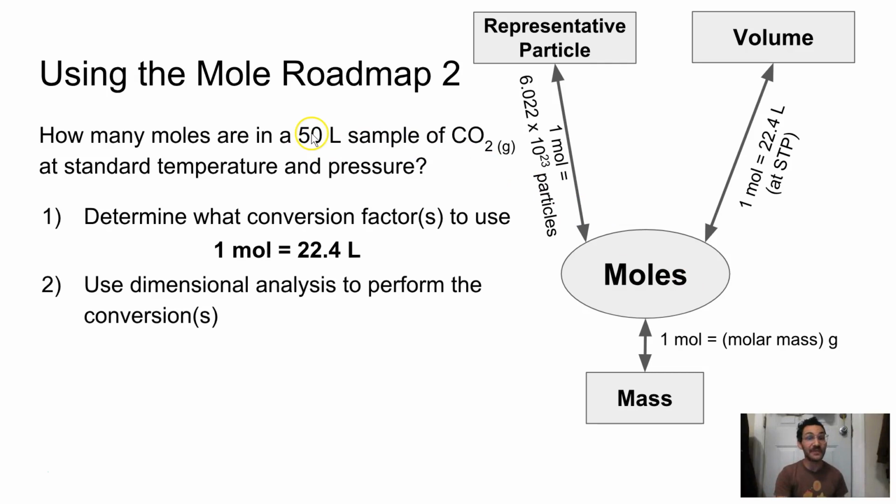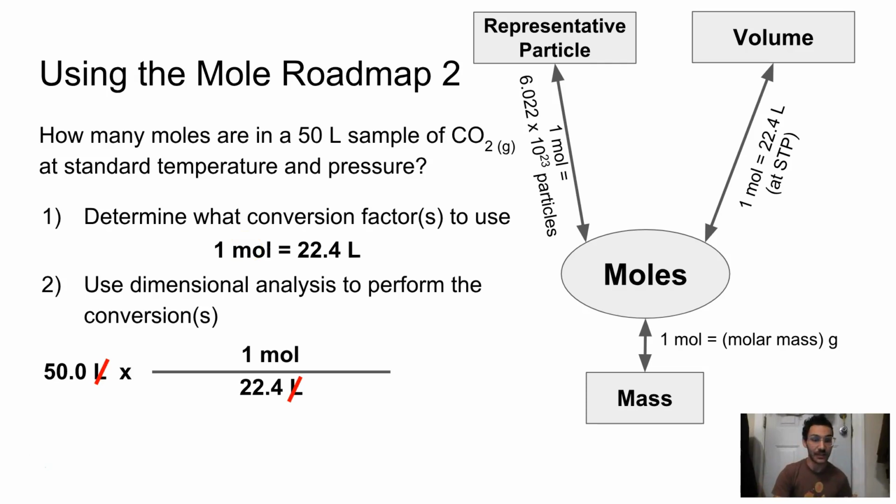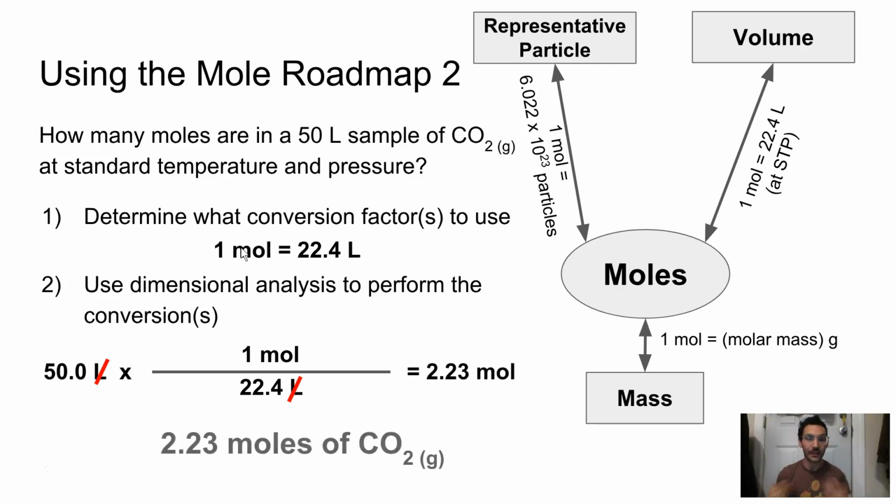I'm trying to change my 50 liters into moles, so I'll write 50 liters times a fraction, and this is my conversion factor. I want liters to go away, so I'll put 22.4 liters in the denominator, and I'll put my new units that I want up top, 1 mole. Those liter units will cancel out, and I can just do 50 divided by 22.4 to give me 2.23 moles. And I know that that is 2.23 moles of CO2 gas, because we're told it's CO2 gas up here. Sick!